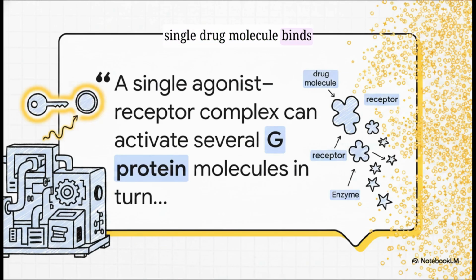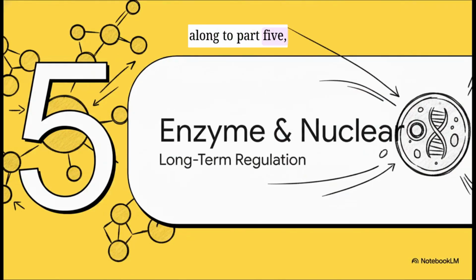A single drug molecule binds to just one receptor, right? But that one receptor can activate multiple G proteins. Then each of those G proteins activates an enzyme that pumps out thousands of second messenger molecules. This snowball effect ensures that even trace amounts of a drug can trigger a massive, whole-cell physiological effect. It's brilliant. Moving right along to part 5, enzyme and nuclear receptors.